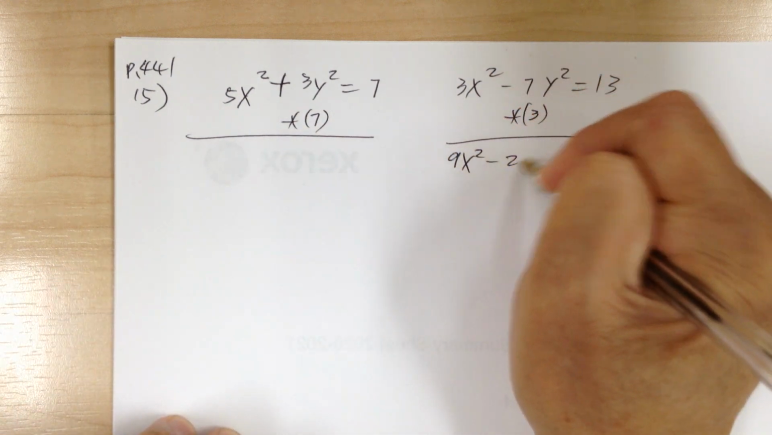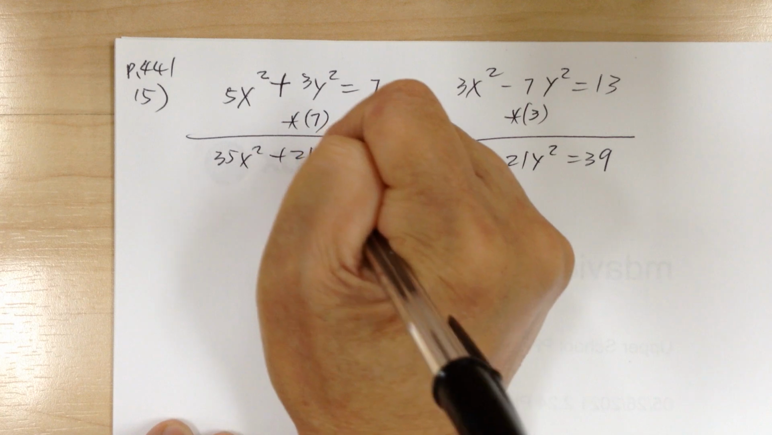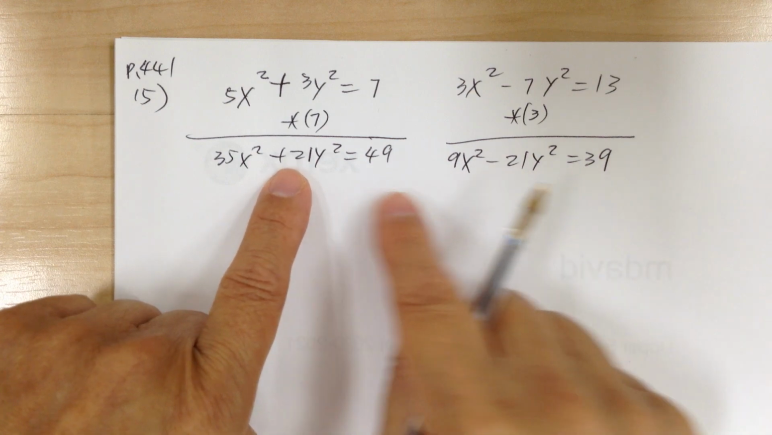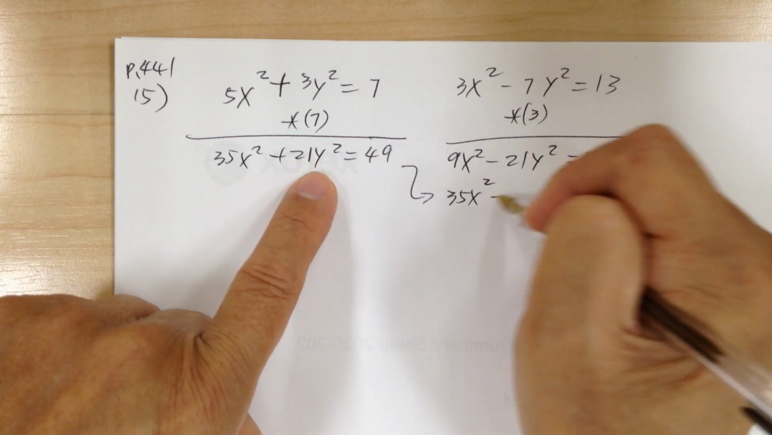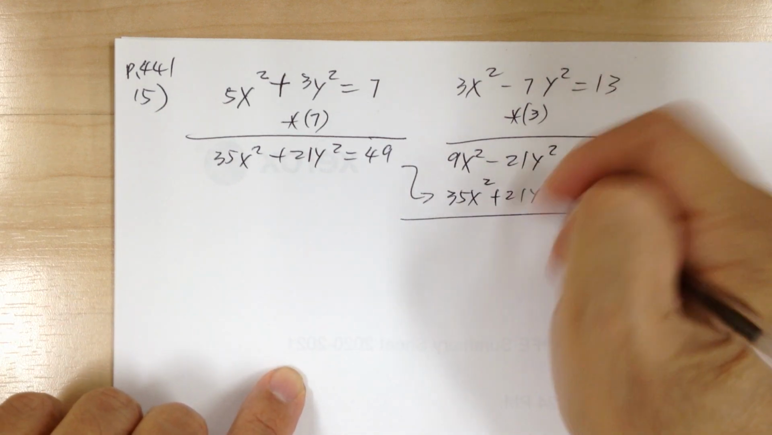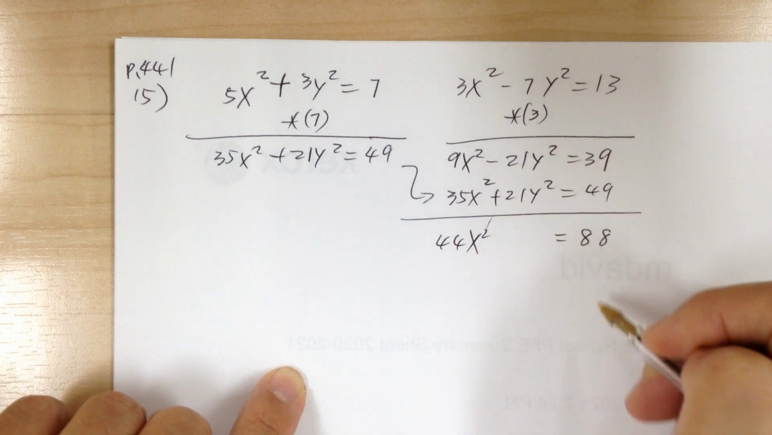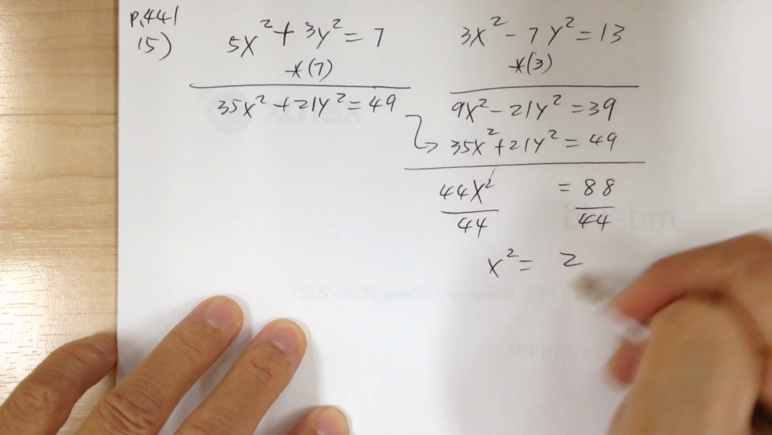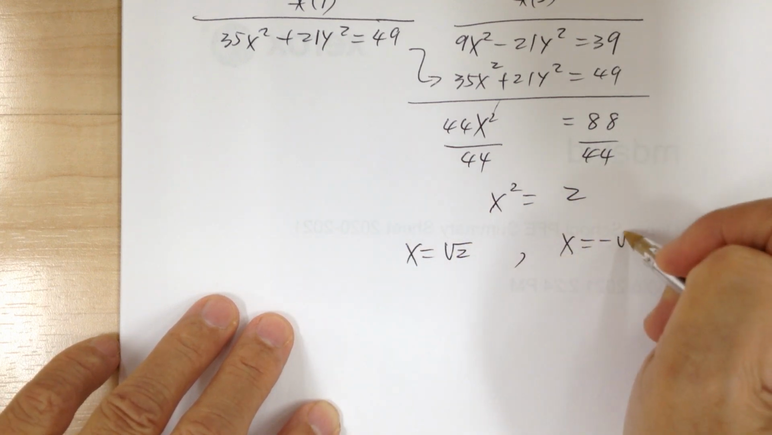So I got 9x squared minus 21y squared equal to 39. This one, I get 35x squared plus 21y squared equal to 49. Okay. So again, you see that? That's what we try to do, right? So I'm going to put this under here. So I can eliminate the 21y squared. Okay, so when I add, this will cancel out. So I get 44x squared equal to 88. Okay, so divide by 44, divide by 44. So x squared equal to 2. So I'm going to take the square root, so I get x equal to square root of 2, comma, x equal to negative square root of 2.